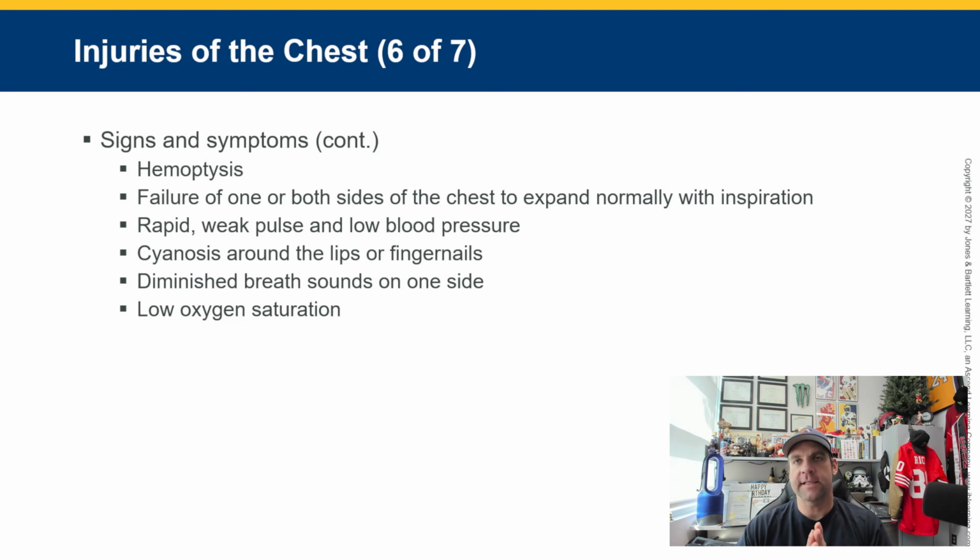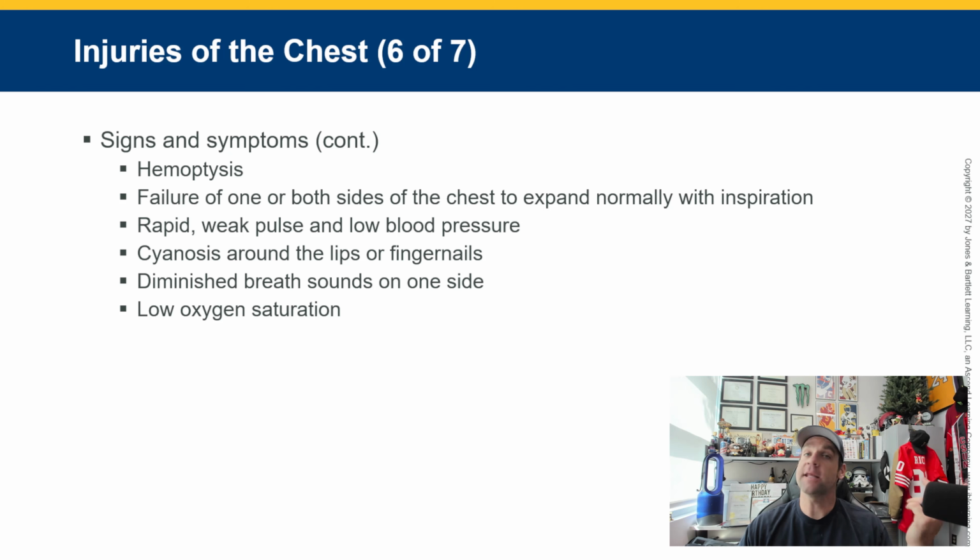Now, other findings are really going to reveal how an injury has affected ventilation, oxygenation, and circulation. Hemoptysis is the coughing or spitting up of blood, right? This suggests that there's damage to the lung tissue or the conducting airways. Blood has entered the bronchial passages and is now being expelled as that patient coughs.